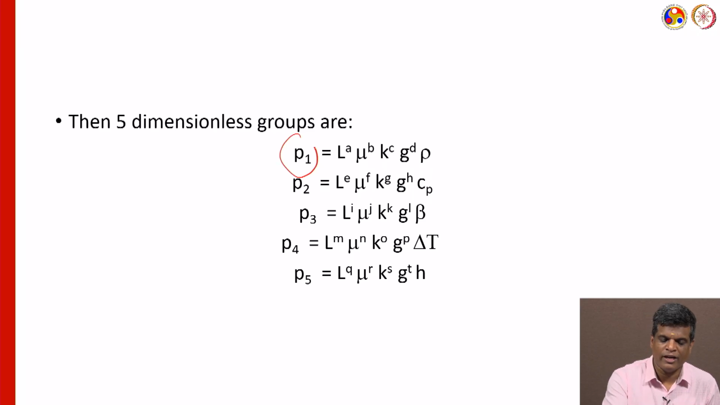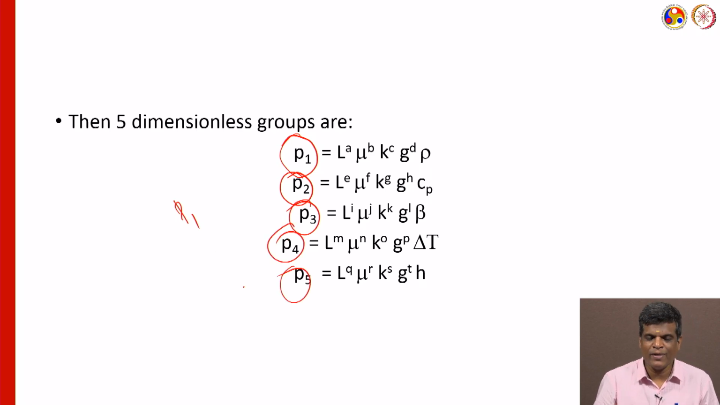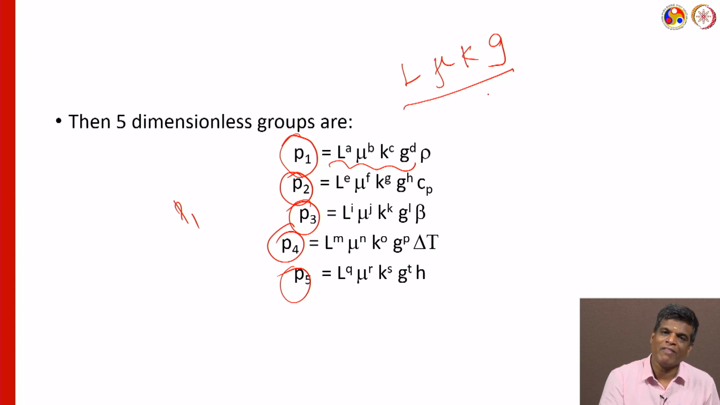After this, as we discussed already, totally 5 dimensionless groups: P1, P2, P3, P4, P5. What is the basic fundamental dimensional group here? We discussed L, mu, K, G. These are the core variables. We call them core variables. But we have other variables too. Then you choose another one, rho, which is the 5th one.